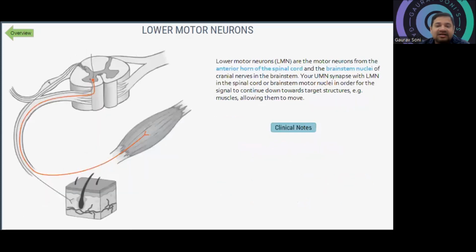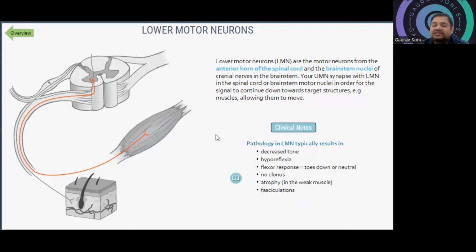Then talking about the lower motor neuron, these are the motor neurons from the anterior horn of the spinal cord and brain stem nuclei of cranial nerves in the brain. They synapse with the upper motor neuron in the spinal cord or brain stem in order for the signal to continue towards the target. Now, if some pathology occurs here, there will be a decrease in tone, hyporeflexia, flexor response, no clonus, atrophy, and fasciculations will be present. So remember, somewhat opposite symptoms are present in upper motor neuron and lower motor neuron diseases. And you should remember these two points for the difference between upper and lower motor neuron. Basically, this question comes in exams.